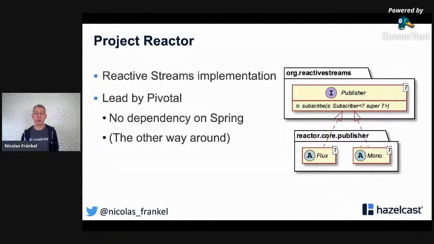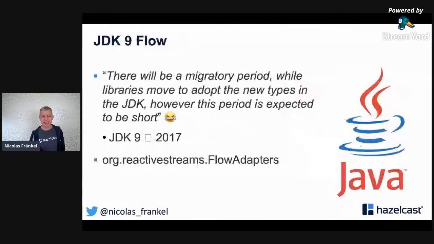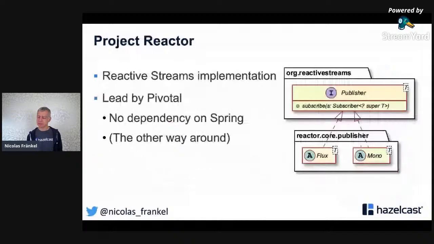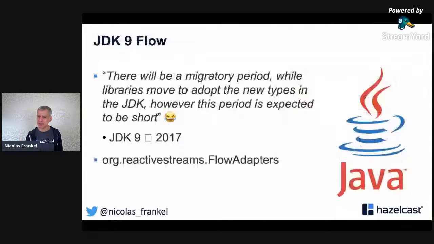And if you know about the JDK, you might have noticed that since JDK 9, we have a flow class. And the flow class also has these 4 building blocks. You have the subscriber, you have the publisher, you have subscription, and you have the processor. And they have the exact same signature. They are just in another namespace. They are in another package.